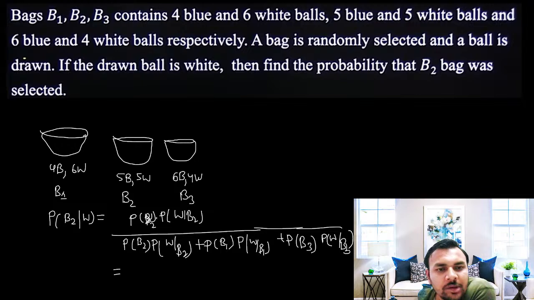Okay, the probability of choosing bag 2 is 1 by 3. Probability of a white ball, given it is from B2. Can we say P white given B2? B2 has only 5 white, 5 blue and 5 white.